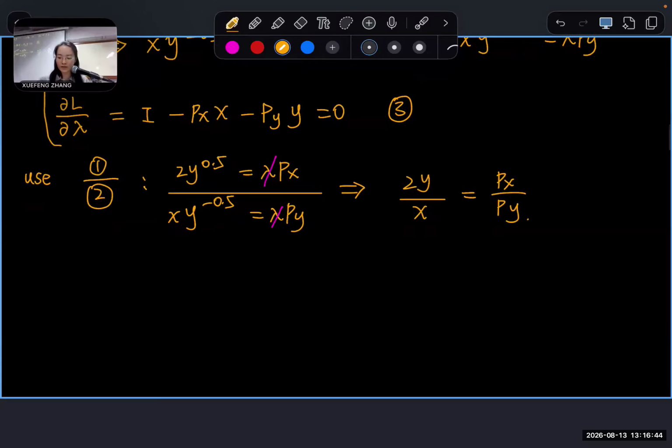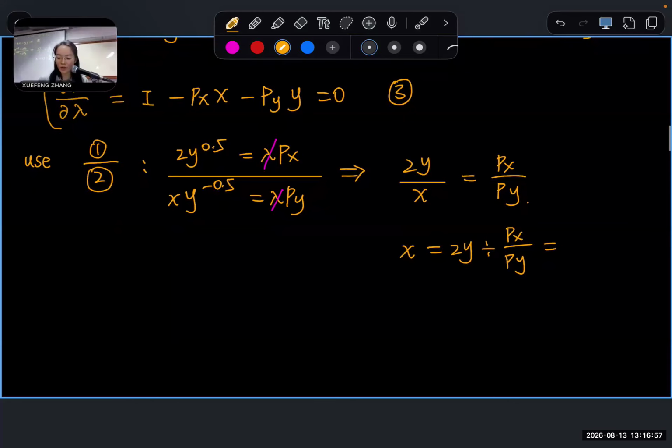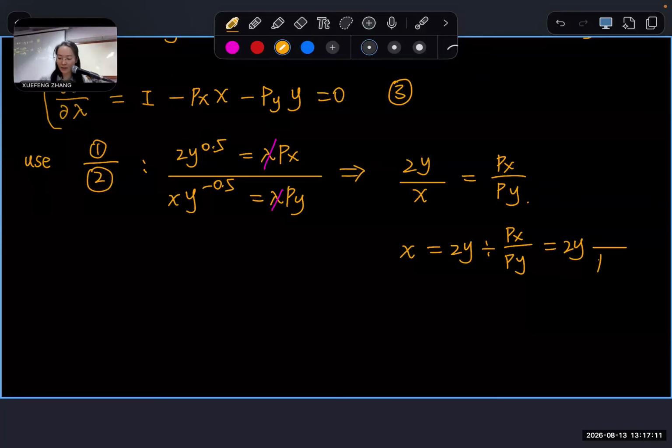Next one. So basically, x equal 2y divided by px over py. If you divide a fraction, we need to multiply by its reciprocal. What is reciprocal? You flip the denominator and the numerator. So here is 2y times py over px, okay?